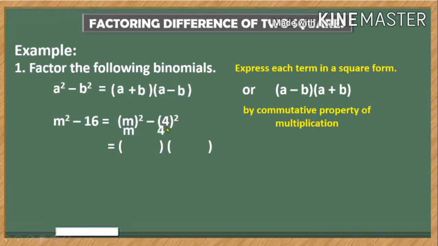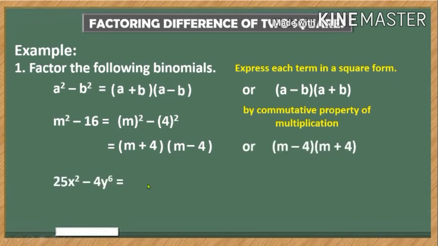So what we do is simply copy the bases, and we write the operation, doing the same on the other factor with subtraction operation. Or, in our next example, we have here 25x squared minus 4y raised to the power of 6. Again, take note to express each term in a square form. Now, this is not yet expressed in a square form. So what we do is, okay, we have here the square of 5x. 5 because when you multiply 5 by itself, the product is 25. 2 because when you multiply 2 by itself, the product is 4.